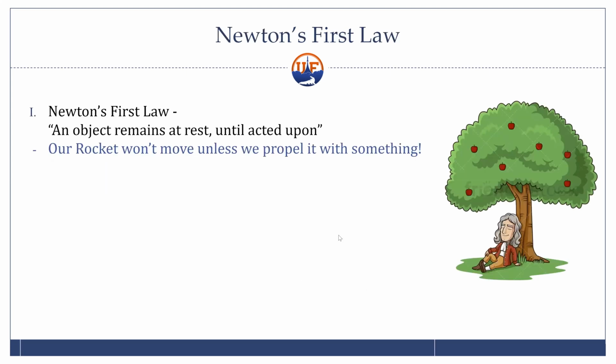All right, so going forward, we've got Newton's first law. Newton's first law is pretty simple: an object remains at rest until acted upon. So the key thing is that our rocket's not going to move unless we actually propel it with something. It's just going to stand there. That necessitates a propulsion element, something to move it. It doesn't necessarily have to be a motor. It could be a cannon, I guess, or you can literally throw it. But the key point is that it's not going to move.